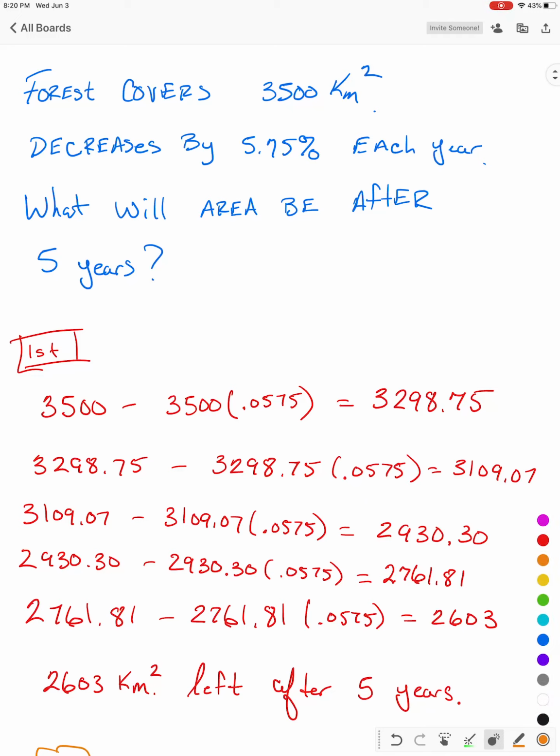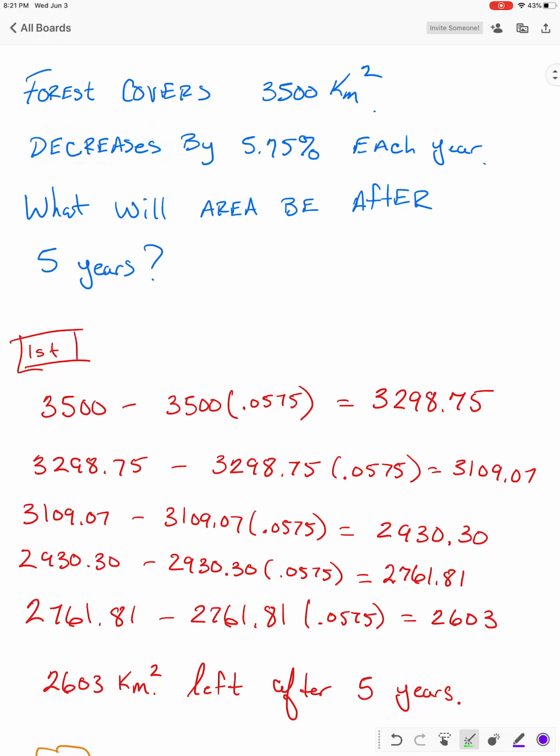Okay, so we have this question: there's a forest that covers 3,500 kilometers squared and it decreases by 5.75% each year. What would the area be after 5 years? So the key word here is decreasing, and so it's going to get smaller each year.